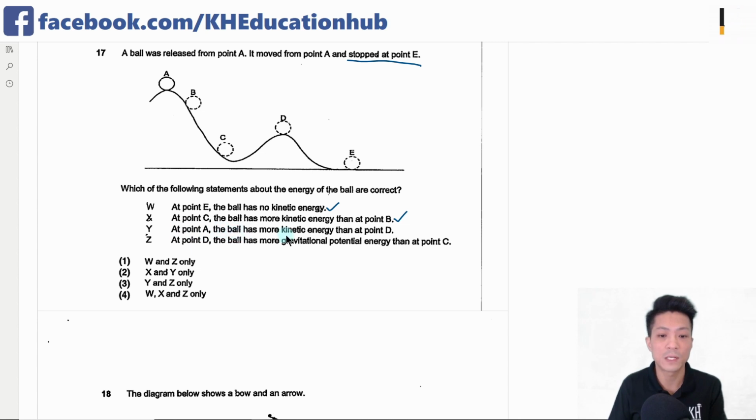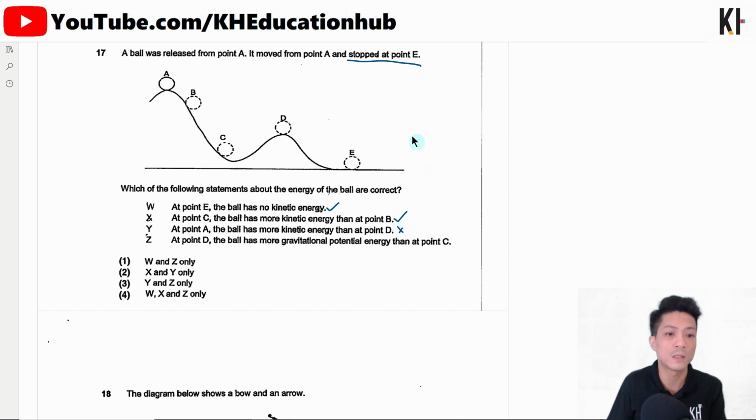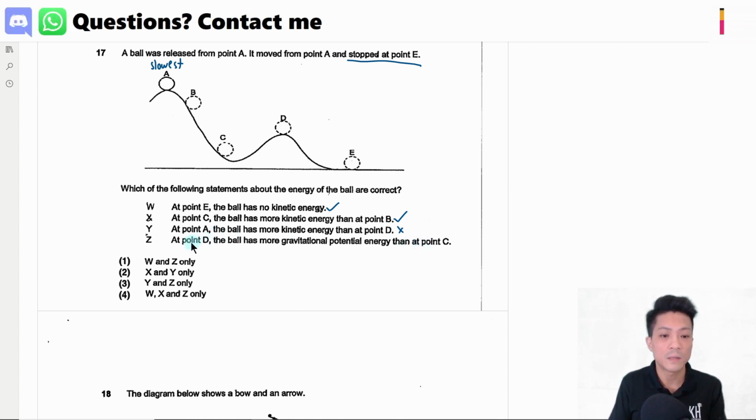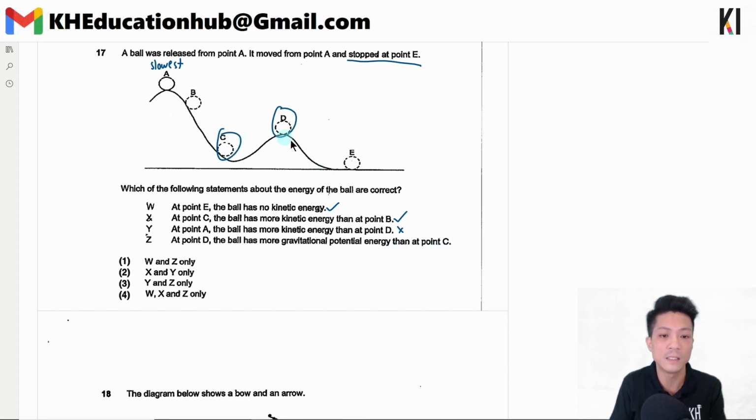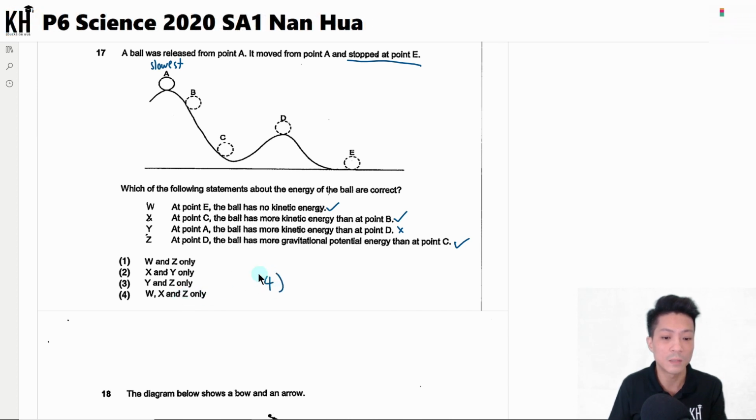At point A, the ball has more kinetic energy than at point D. Probably not, because when the ball is just released at point A, it is the slowest. At point D, the ball has more gravitational potential energy than at point C. Comparing D and C, D is higher, so it definitely has more gravitational potential energy. So it should be W, X, and Z. Number 4.